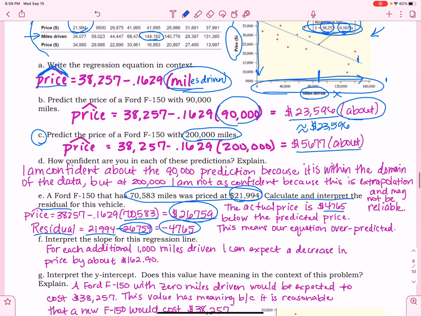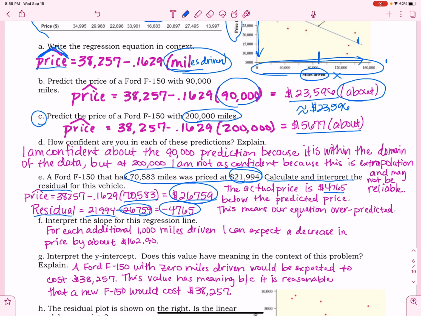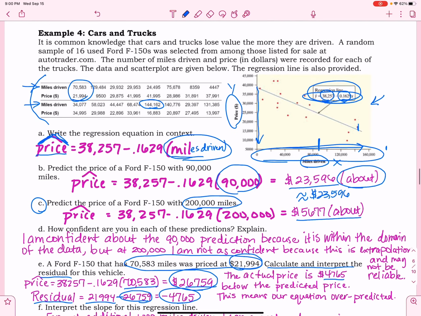All right. The next thing we're going to do is interpret the slope. This is really important because when we're interpreting our regression line, our slope and our y-intercept go a long way to helping us understand what is actually happening. All right, so when I talk about the slope, in this particular situation, this indicates right here that we have a slope of 0.1629. That means that for every mile driven, I expect the price to decrease by $0.1629. Well, we don't talk about dollars like that.